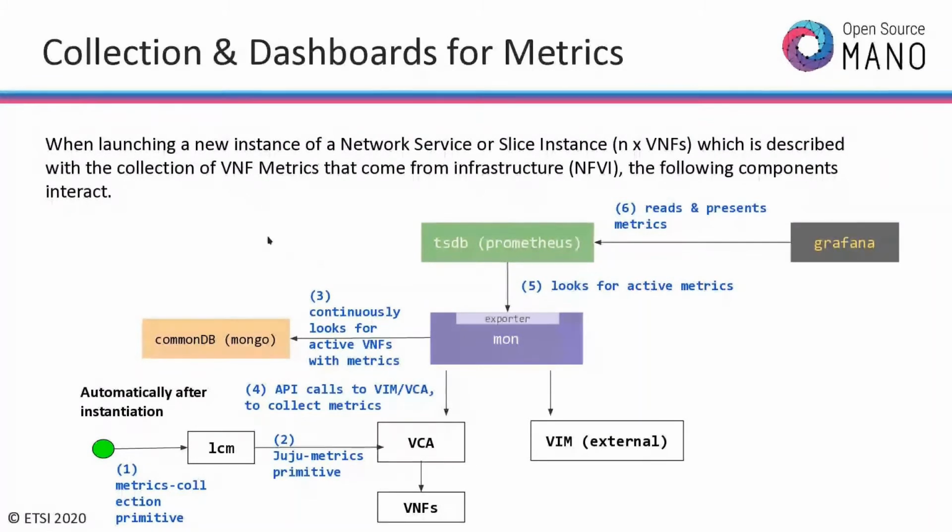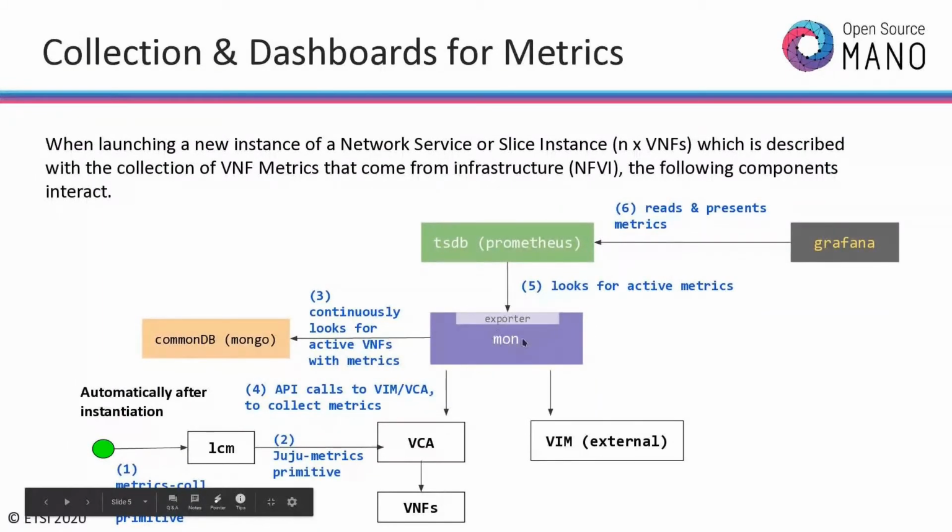If you want to read more about this architecture, you can go ahead and click this link in the presentation, and there you will see the documents and more detailed information. Don't freak out. This can be explained. So how does it work now with all the steps that MON follows to collect the metrics? So first, there's a metrics collection primitive. We will see that in the demo. This is not magic. And it talks with the LCM.